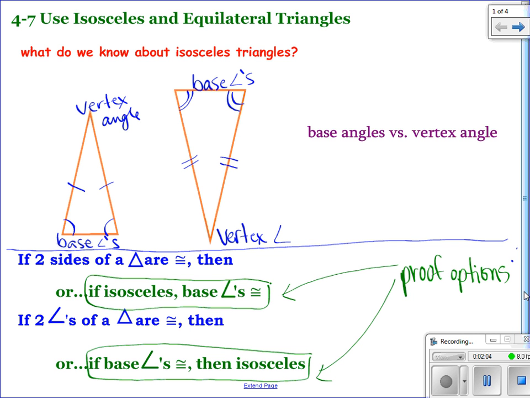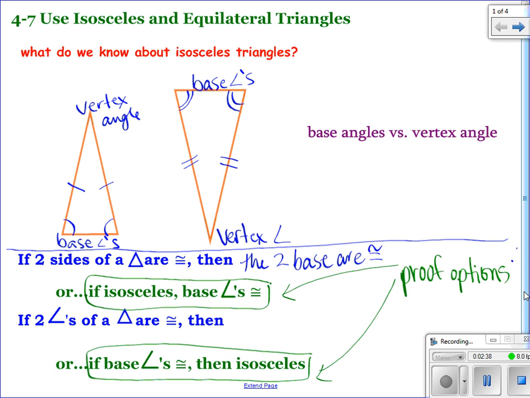But the longhand version of these green sentences, this one on the top: if two sides of a triangle are congruent, then what do we know? What did I say goes hand in hand? The two base angles are congruent. Or they shorten it up for proofs: if isosceles, which is two sides are congruent, comma, base angles are congruent.